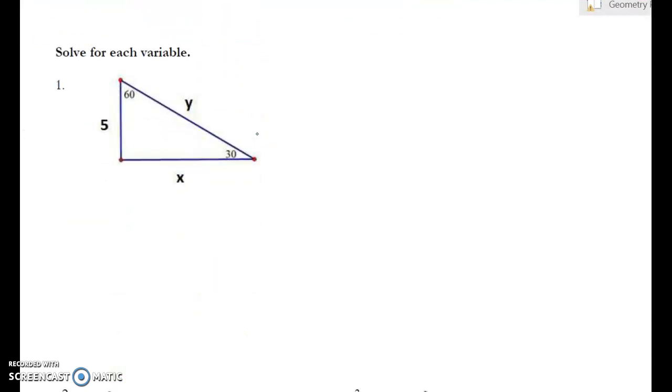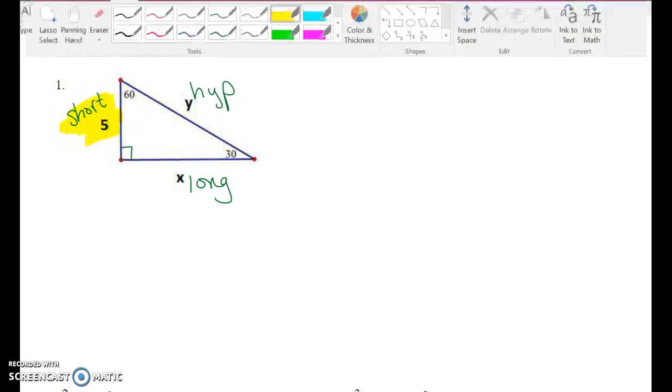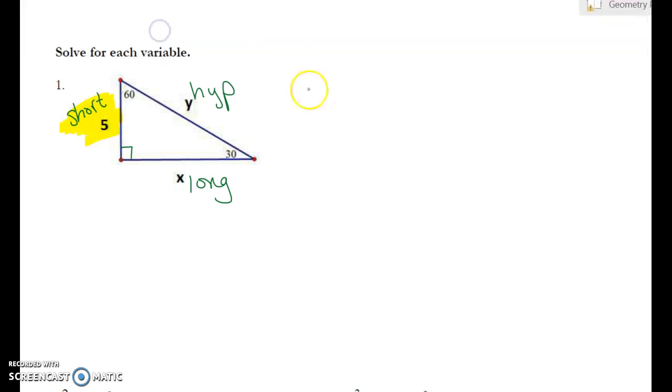Okay, so let's go ahead and do some examples so you can see what I'm talking about and how it works. Okay, so for number one, this is a 30, 60, 90. My shortest side is opposite my smallest angle, and it also looks the shortest side. So this is the short. This is my longer leg. And then this is my hypotenuse. If you notice, it's my short leg that has a number. So this is the one that I must use for my ratio.